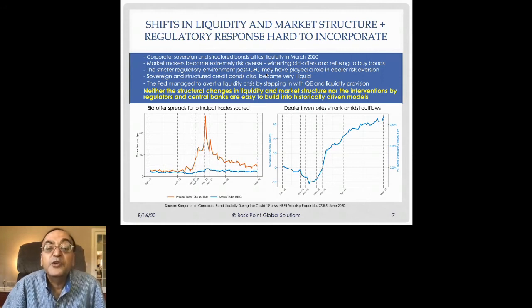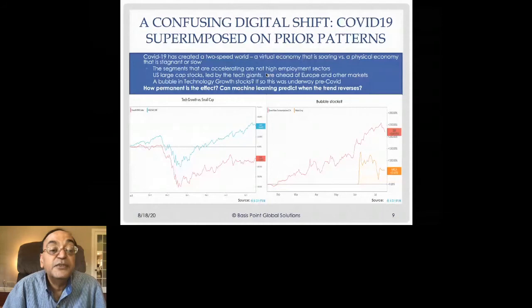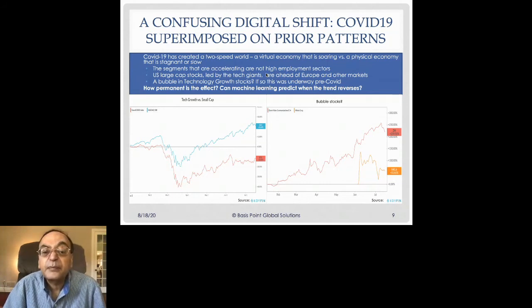A third element has to do with the changes in correlations between different asset classes and within asset classes. So here, let me give you an example of equities. On the bottom left-hand side, you can see the divergence between tech growth and small cap equities. And that divergence, instead of narrowing, instead of the tech rally ending, actually became much more divergent after the crisis. On the right-hand side, you can see that in the post-crisis period, we've had some bubble stocks, stocks like Nikola and Zoom, which are defying all kinds of rational expectations for where their prices could go.